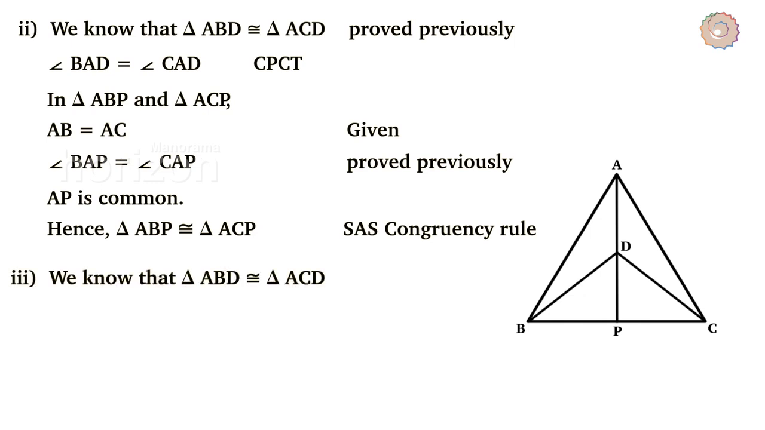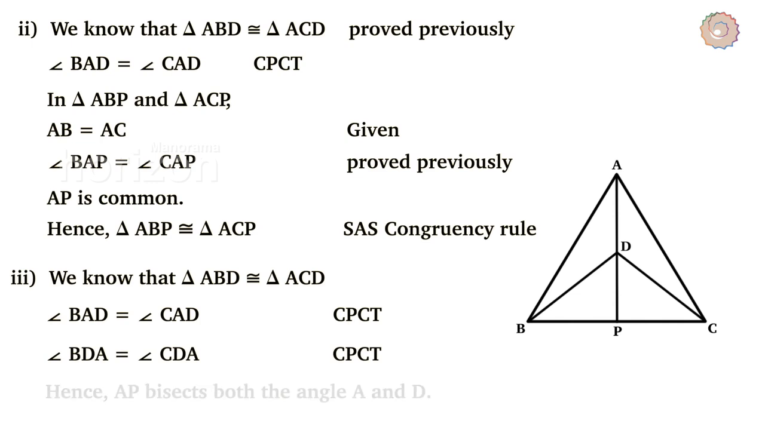Now, let us solve the third part. We know that triangle ABD is congruent to triangle ACD. Angle BAD is equal to angle CAD because corresponding parts of congruent triangles are always equal. And angle BDA is equal to angle CDA because corresponding parts of congruent triangles are again equal in this case. Hence, AP bisects both angle A and angle D.